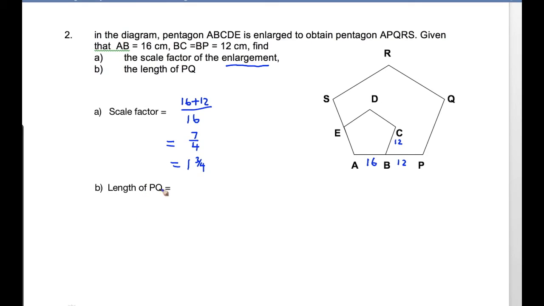To find the length of PQ, which is the corresponding length to BC, we just make use of the scale factor multiplying by the corresponding length, which gives us 21 cm.